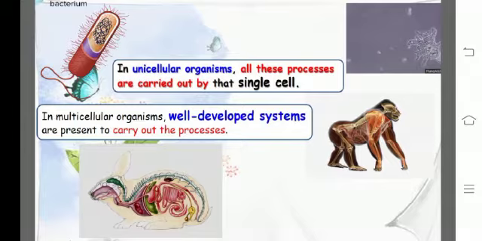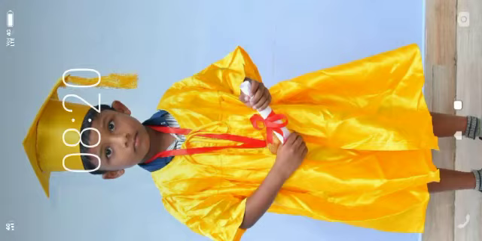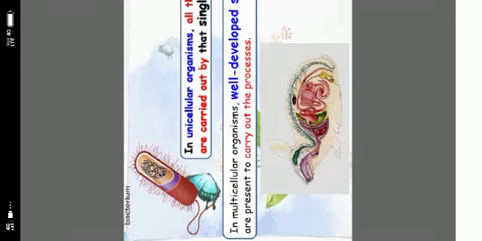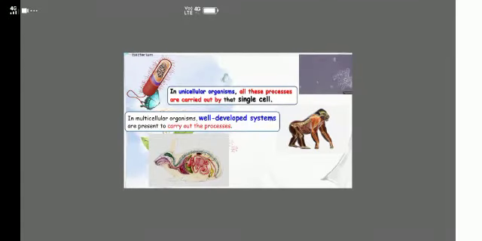Then there are two types of cellular organisms. One is unicellular organism and another one is multicellular organism. Unicellular: uni means one, a single. In a unicellular organism, whatever happens in our body also happens in a single cell. So in a unicellular organism all these processes are carried out by a single cell. They are called unicellular organisms.